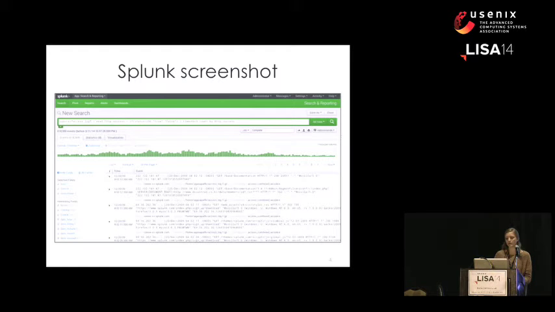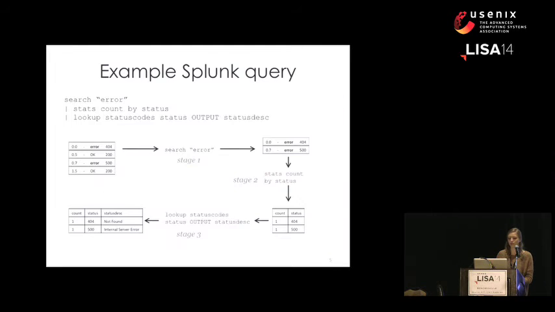So this is the default GUI. You enter your search in the bar at the top, and then your events are at the bottom, and you express your queries in a proprietary language. So an example of a query in this language is this. It's a pipelined language, and so this is 3 stages in a pipeline. The first one, you look for the string error, and then the second stage groups all the events by the status field, and then the third stage joins that with the description of that error code.